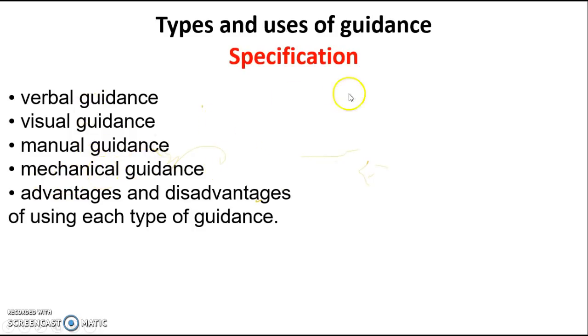Once you can do that, you have to be able to give an example of each of those, on how a coach could use these to aid the learning of movement skills, and then we have to be able to give advantages and disadvantages of each of these types of guidance. So that's your basics. That's how you could be asked questions directly from the specification.